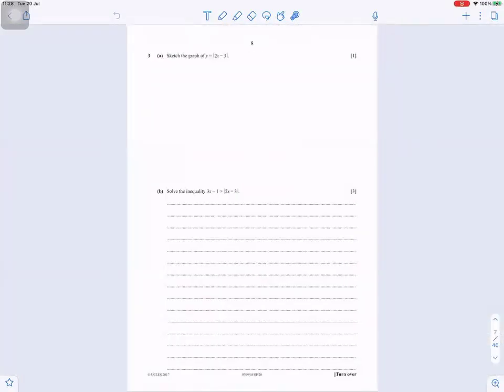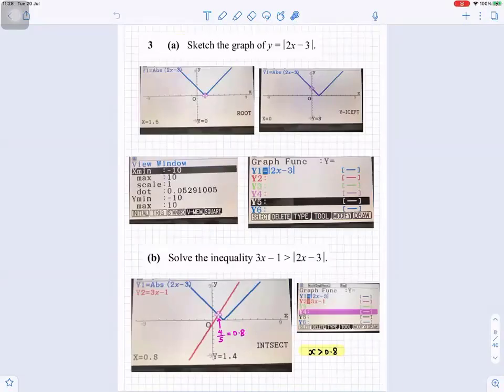Question 3. Sketch the graph of y equals the absolute value of 2x minus 3. And then you go to part B as well. So in the graphics calculator, you put in 2x minus 3. The x-axis goes from minus 10 up to plus 10. The y-axis goes from minus 10 up to plus 10. And that will give you the shape of the graph.